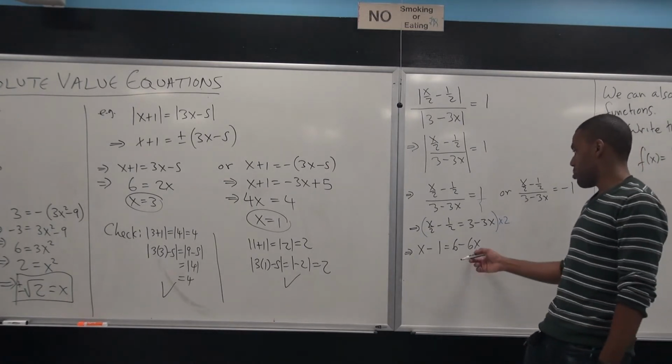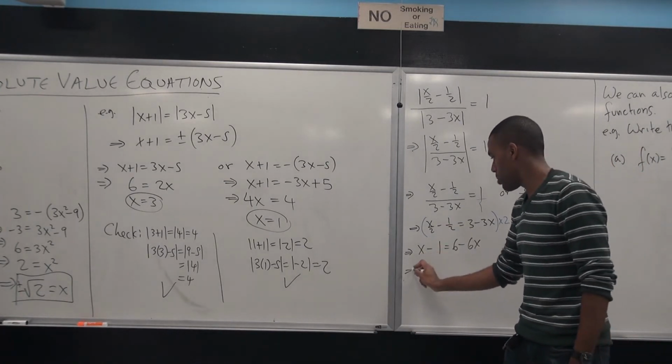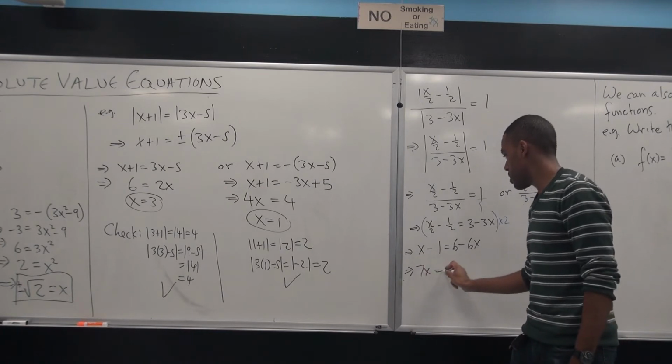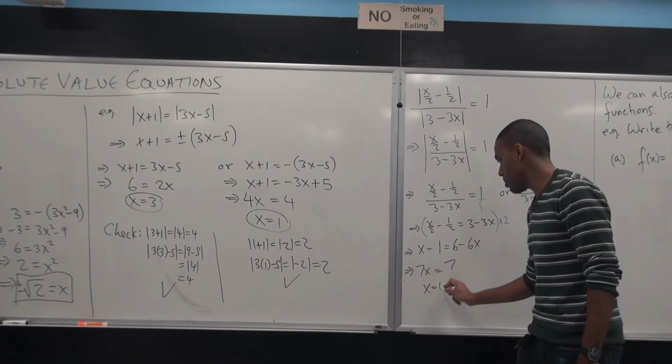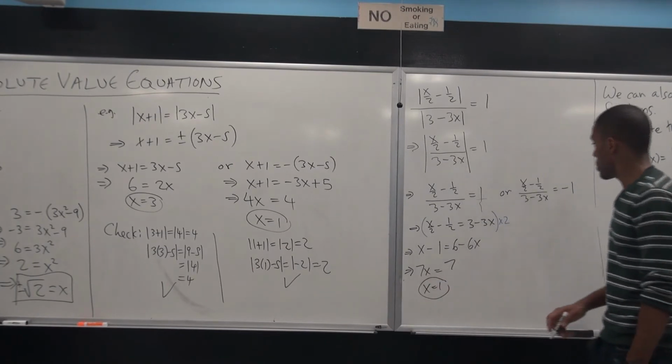And so now I can move this minus 6x over here. I would get 7x. Move this minus 1 over here. I get 7. So x equals 1.